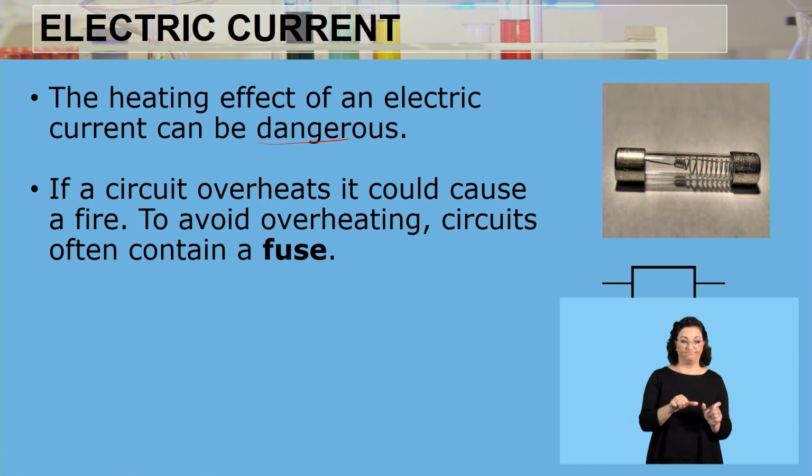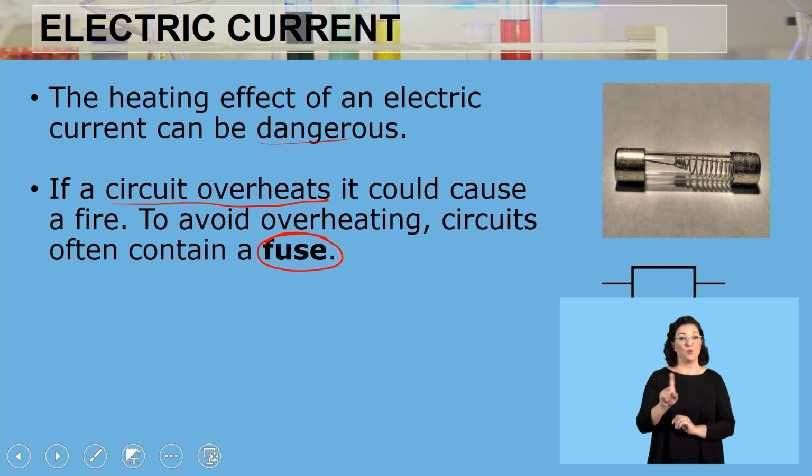If a circuit overheats, it can cause a fire. If a circuit overheats because more heat has built up, then that can cause a fire. To avoid all of that, we're going to be using something called a fuse. To avoid overheating, circuits often contain a fuse. A picture of a fuse is given here on the side, and the symbol for a fuse is also given on the side here.